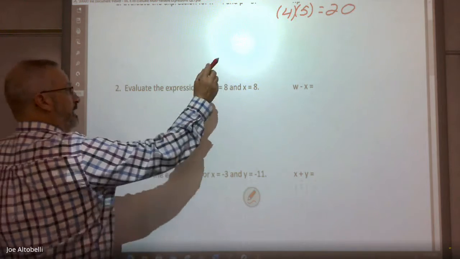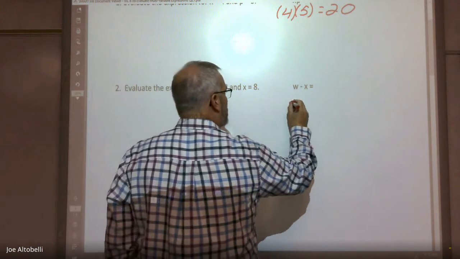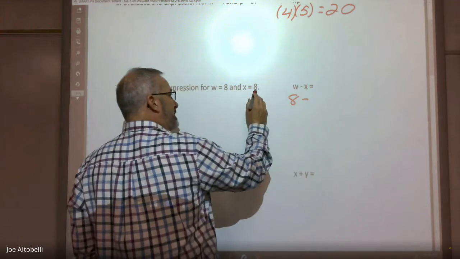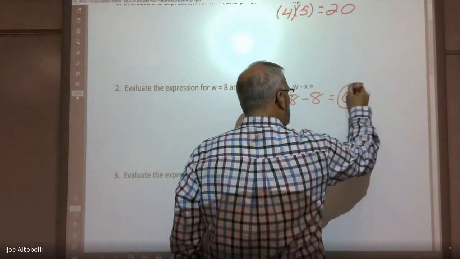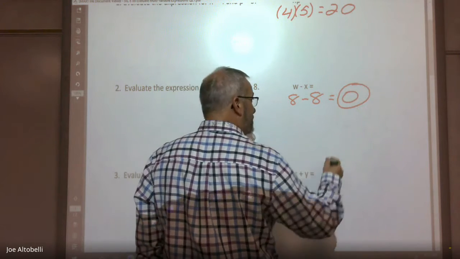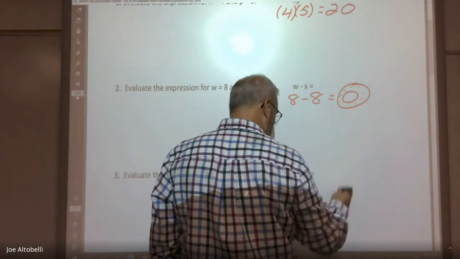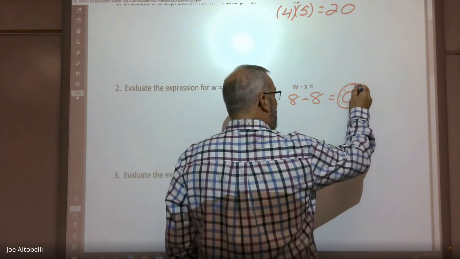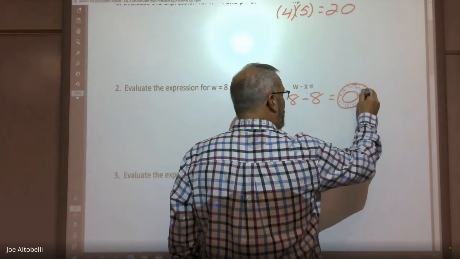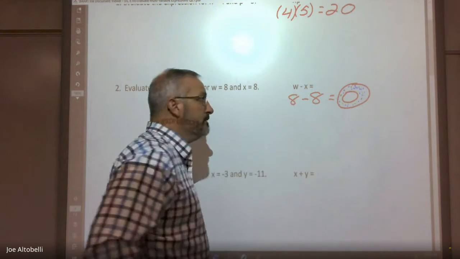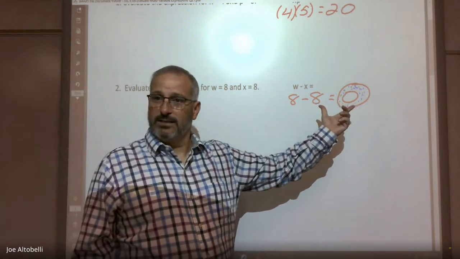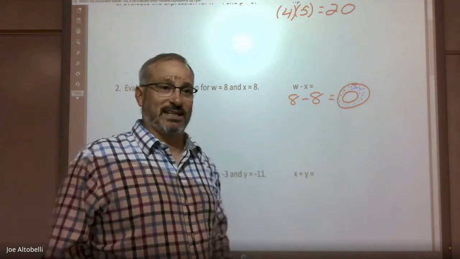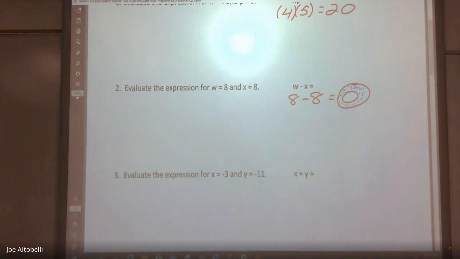So we're going to evaluate W equals 8 and X equals 8, and 8 minus 8 is 0. And this is, I believe, the first time I got to do a sprinkle donut with you guys. Because when you have 0 for an answer and you circle your answer, it looks like a donut. And then I put some sprinkles on it. All right, so 0 for number 2. Go ahead, number 3.